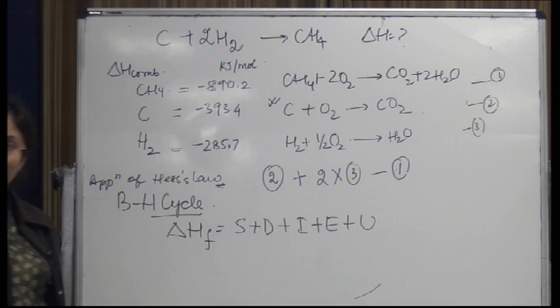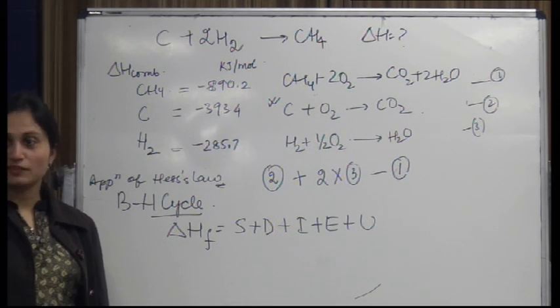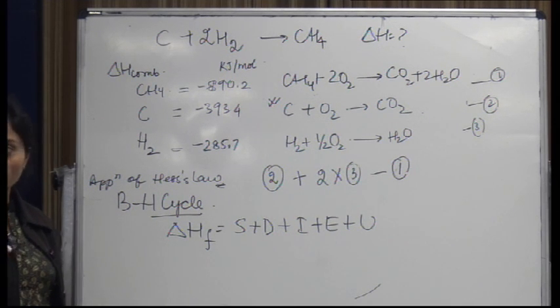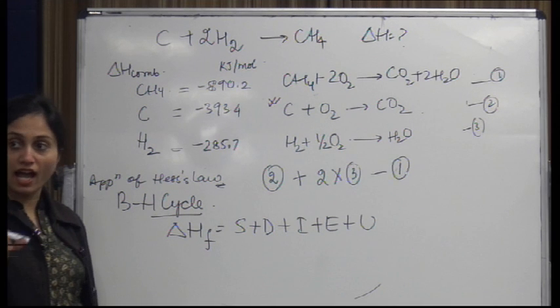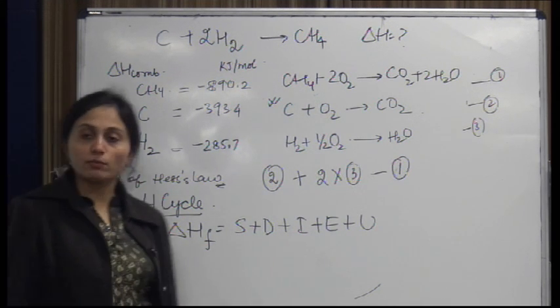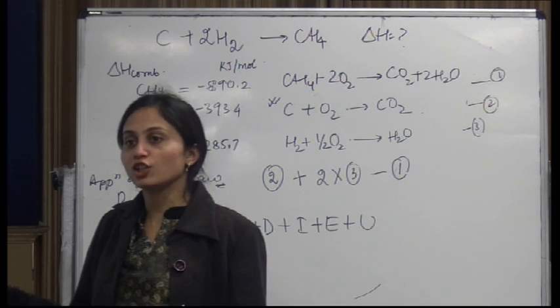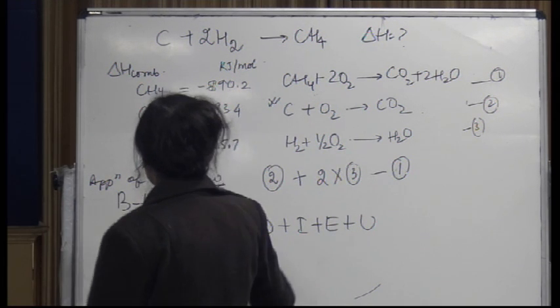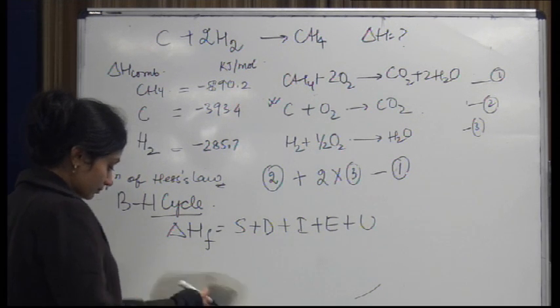That can be asked only in the advanced level. Firstly the basic level, right? So I have given you that question also. Understood all of you? So that was PDIEU. But otherwise the general formula for the Born-Haber cycle is S plus DIEU. And you know the meanings. And we've taken up questions also from it.